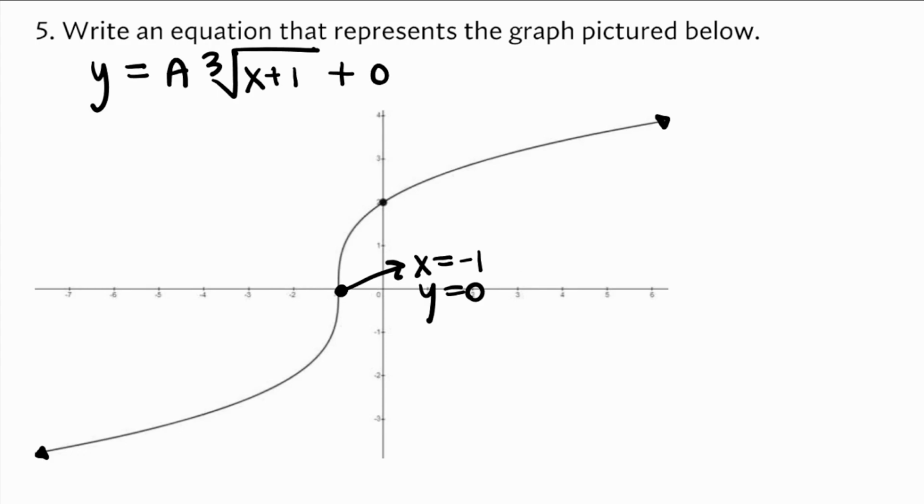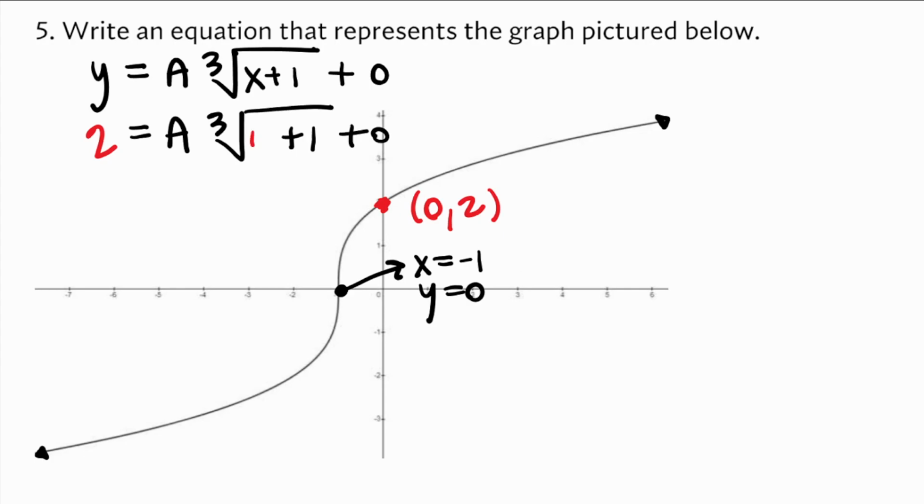I need some other point, and that'll be this one right here. Wait a second, that's not x equals 2, y equals 0, that's x equals 0, y equals 2. So I plug in 2 for y and 0 for x. And then I'm taking a times 1 equals 2. That just means a has to equal 2.